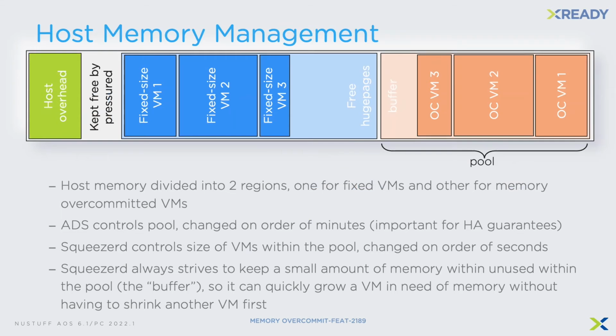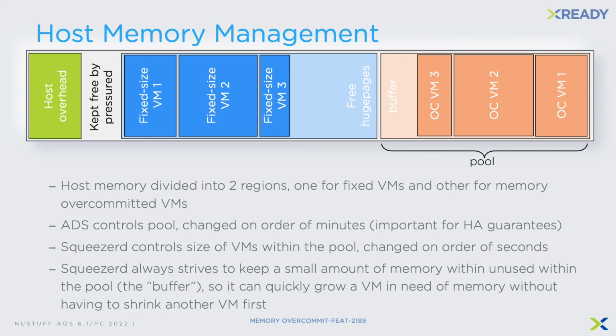A bit more about how the host does its memory management. The host divides its memory up into two regions, one for VMs with fixed memory assignment and the other for overcommitted VMs. ADS will control that pool, and it makes changes to the pool in the order of minutes. So that's how quickly ADS will react for HA guarantees and such. Squeezer D is the service that's controlling that memory overcommit, and it's going to monitor and make changes within the VMs in the order of seconds, so much faster than ADS is going to react.